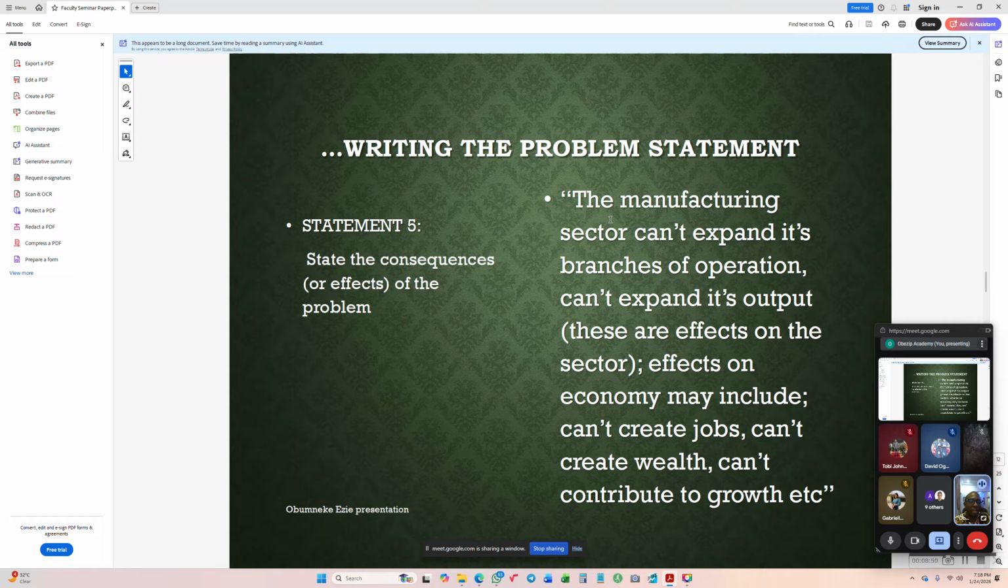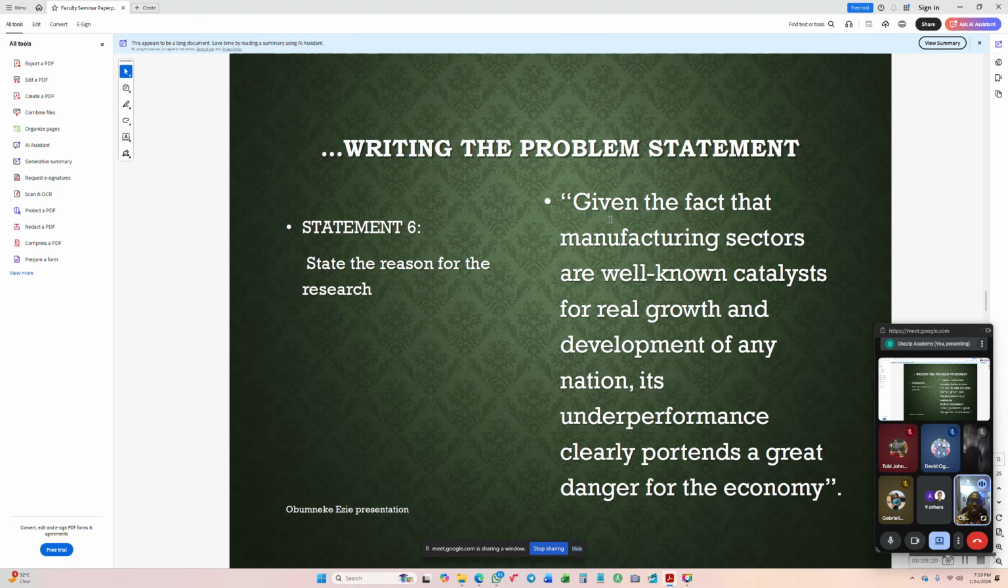Now, a statement can go like this. Remember, we are dealing with the manufacturing sector as an example in this statement here. The manufacturing sector can't expand its branches of operation, can't expand its output, and the effect on the economy may include that they can't create jobs because of that, they can't create wealth, and their ability to contribute to growth is not there either. So these are the consequences of the problems that we found out that the manufacturing sector is facing.